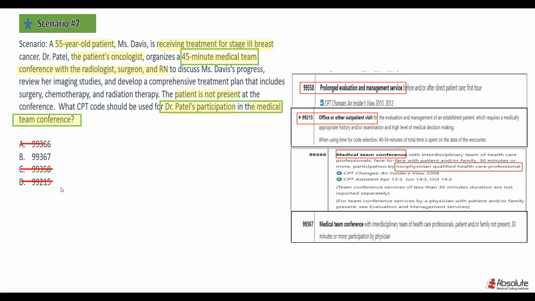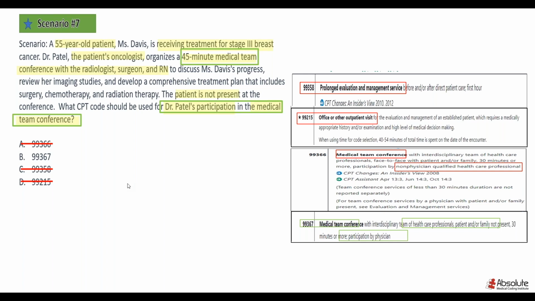So with that, option A is incorrect and option B is the correct answer, 99367, which is coding for a medical team conference with interdisciplinary team of healthcare professionals, patient and/or family not present. That's a tick mark. 30 minutes or more. Participation by physician. So does that make sense, coders?